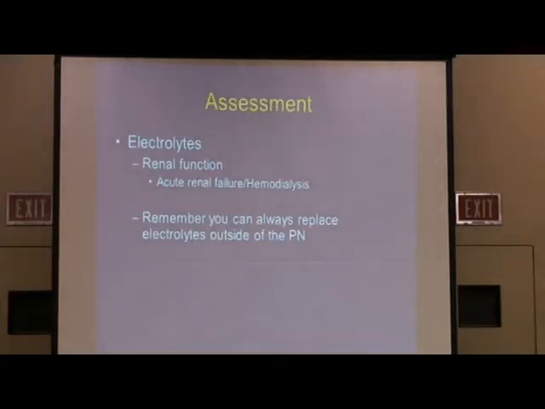Also keep in mind medical history. If the patient is on hemodialysis or has acute renal failure, this is going to impact how much of certain electrolytes you're going to put in the parenteral nutrition bag. I'm very, very conservative with the hemodialysis patient and adjustments to their PN bag because they accumulate very quickly. And remember, if you err on the side of caution and don't put an aggressive amount of electrolytes in the parenteral nutrition bag, you can always replace outside of that bag. Whereas if you have a hyperkalemic patient, you're going to have to stop parenteral nutrition.